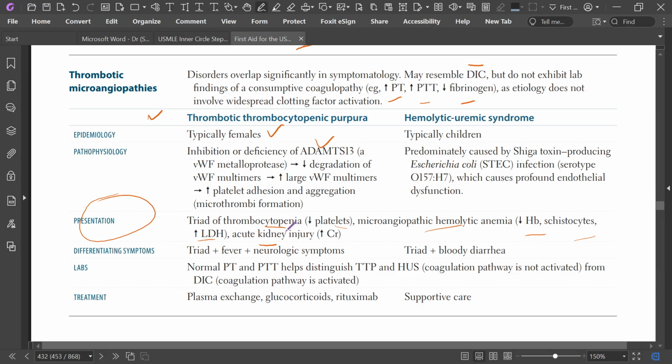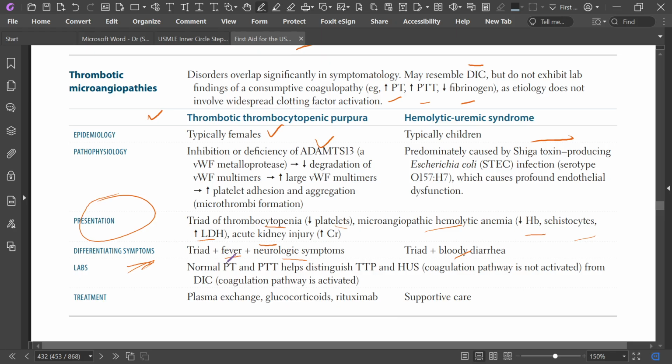HUS is usually in children and usually due to E. coli O157:H7, hemolytic uremic syndrome caused by the Shiga toxin produced by this E. coli O157:H7. Here are the differentiating symptoms between TTP and HUS. In TTP, there is fever and neurological symptoms. It is called Raynaud's pentad. And if it is the triad plus bloody diarrhea, think about HUS.